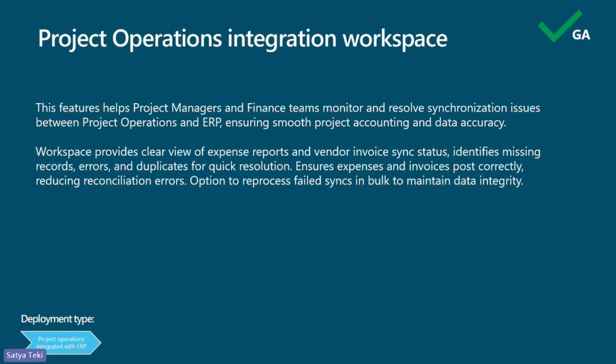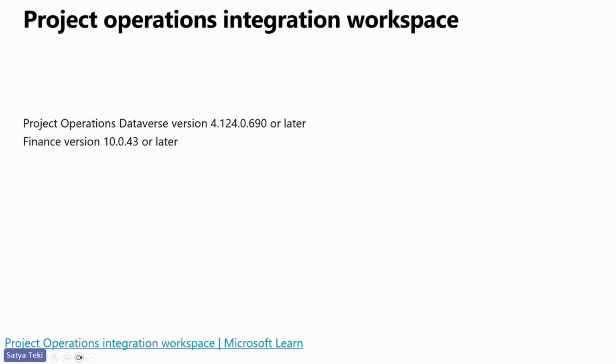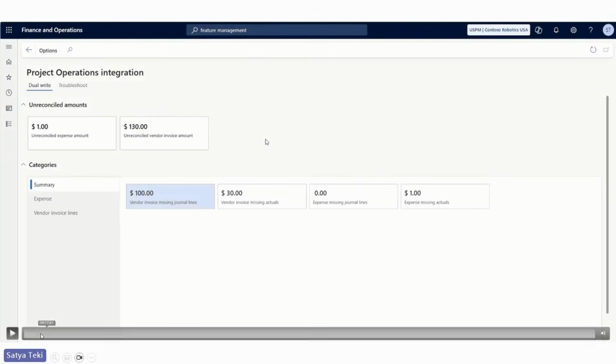We also have a synchronization view with clear indicators of synchronization status for documents like expense reports and vendor invoices for better visibility and accuracy. We also have a log in the workspace, which shows the invoice proposals without truncation for complete visibility into integration. With that, I'll just showcase a demo of the integration workspace.